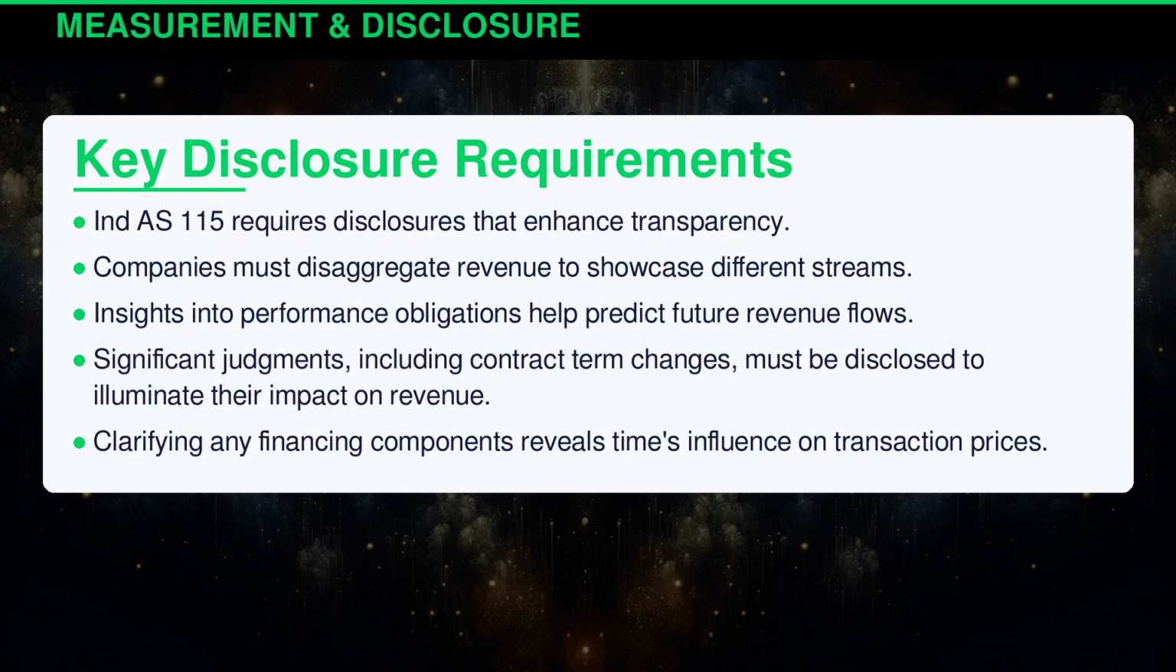Indian Accounting Standard 115 requires disclosures that enhance transparency. Companies must disaggregate revenue to showcase different streams. Insights into performance obligations help predict future revenue flows. Significant judgments, including contract term changes, must be disclosed to illuminate their impact on revenue. Clarifying any financing components reveals time's influence on transaction prices.